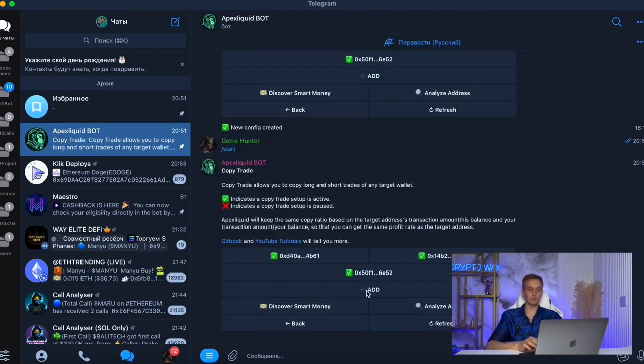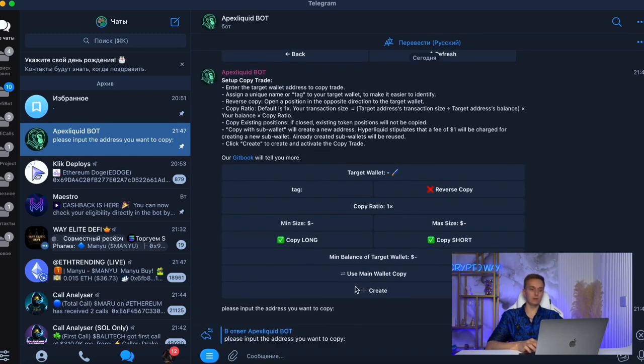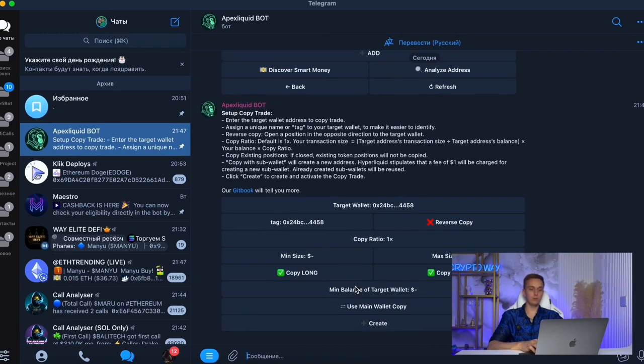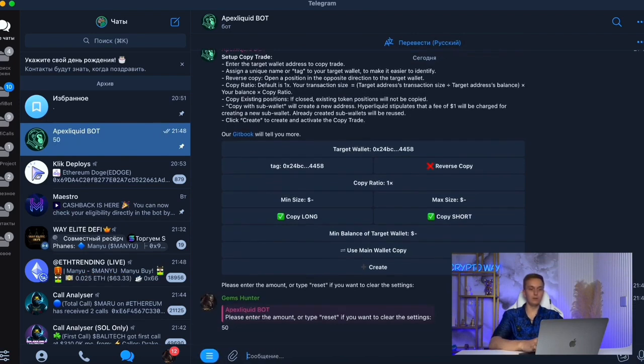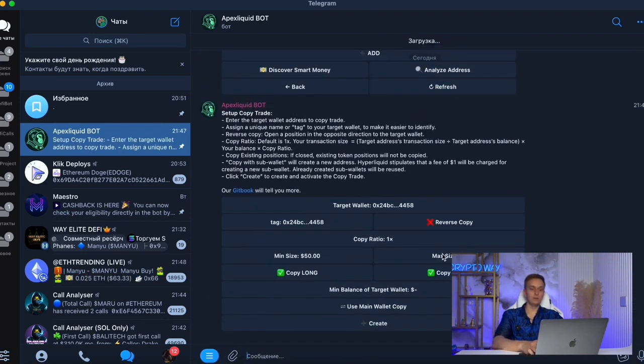So basically, to add wallets, you need to click Add. Then, in the Target Wallet section, you paste the wallet you want to copy trade with Hyperliquid. The copy rate section. I didn't change it, so just leave it at 1 times. Also in the min section, set the minimum amount in size. Let's say that will be $50. And for the maximum size, for example, let's set it to $1,000.